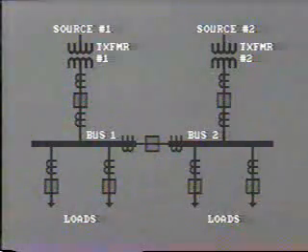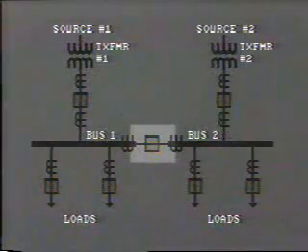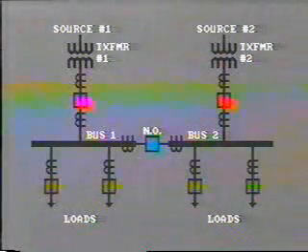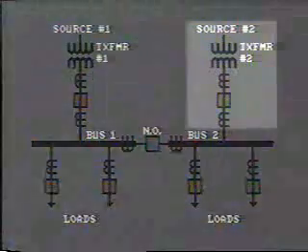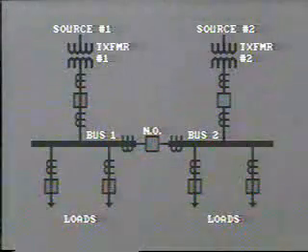Slightly more complicated protection is required where two transformers provide parallel feeds to a common bus. Usually the bus is split by a circuit breaker like this. If this is normally open, each transformer will feed its own section of the bus. No additional protection is required. If one transformer is taken out of service for maintenance or inspection, its secondary breaker will be opened.